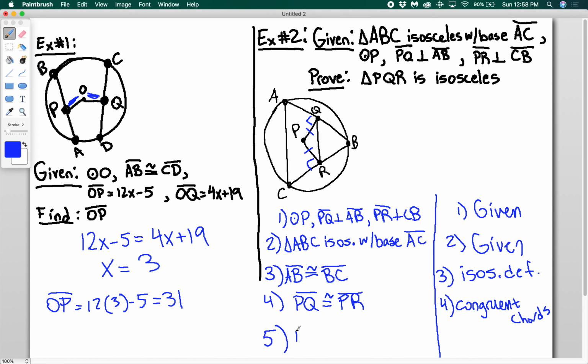And then finally, we can say that triangle PQR is isosceles because of the definition of isosceles: two sides are congruent. Okay, so there you go. That's how you can apply congruent chords to solve some problems, and it's going to be an important thing to keep in mind as we go forward. Thanks for watching.